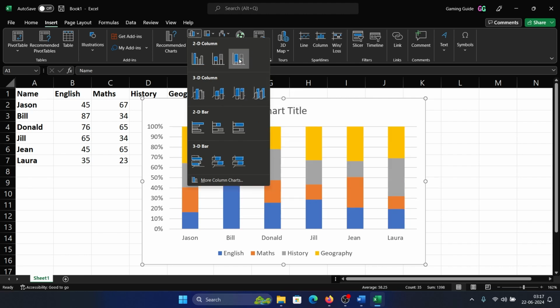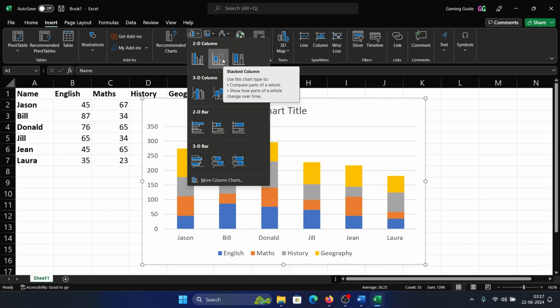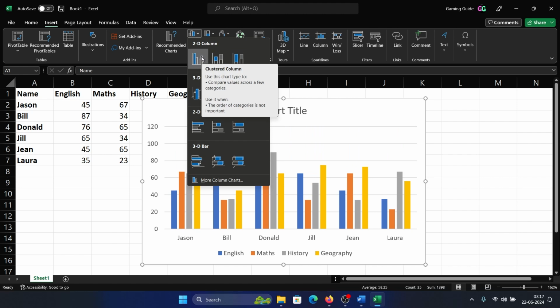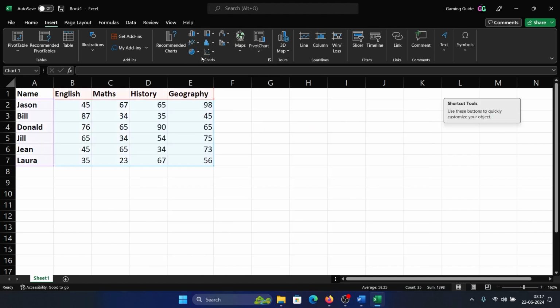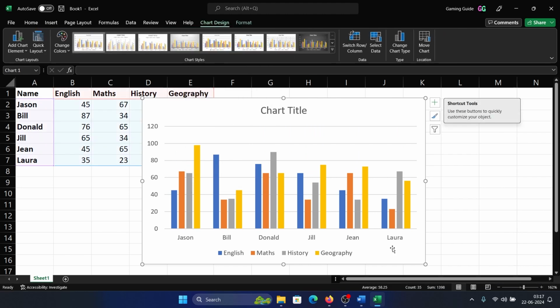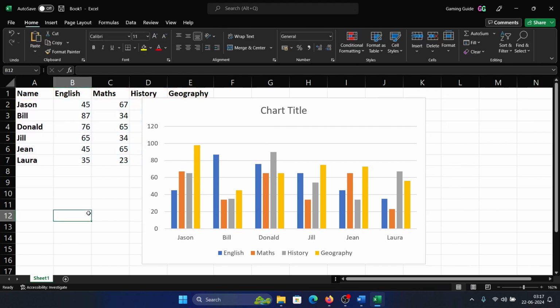Okay, this one gives the percentage of that subject. This one gives the, what do we say, comparison, and this one is the best one in this specific case because it gives you different bars for each subject, and this it can be very useful.